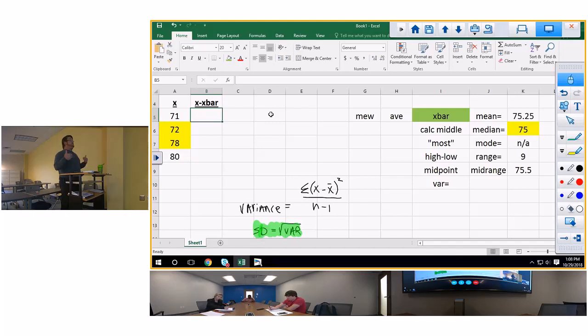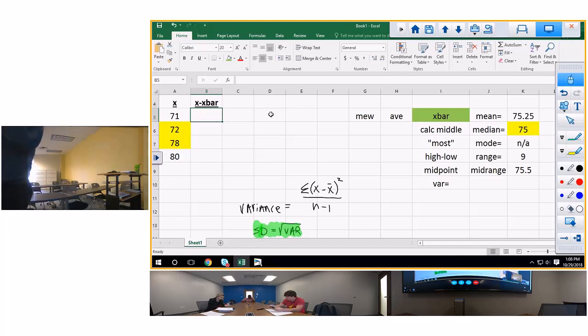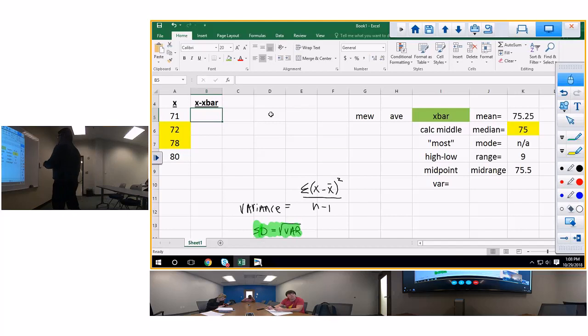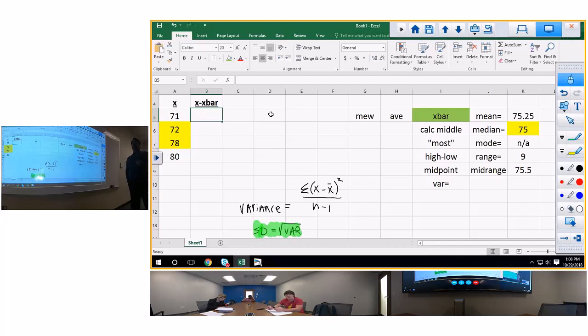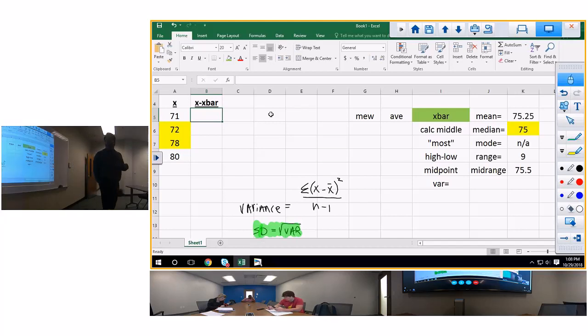Now it's very important that you write down every step of this in your notes. Because if you wait and try to do a homework problem and you don't have your notes, you're not going to know what to do. So make sure you write it down. I want you to take your calculator, and I want you to take 71 minus 75, 72 minus 75, 78 minus 75, and 80 minus 75. I'll do that last one for you. It'll be 5. Okay?